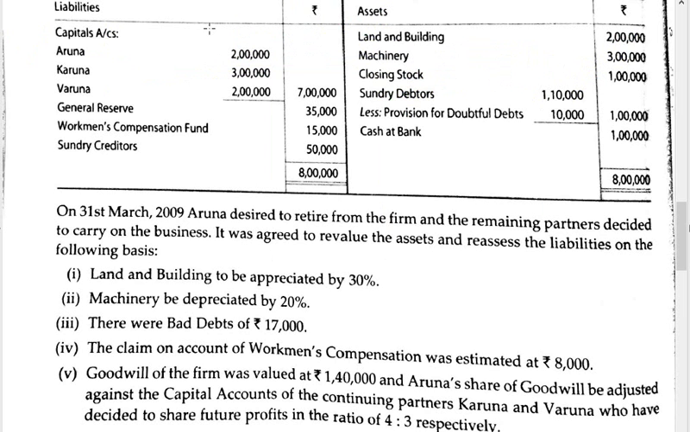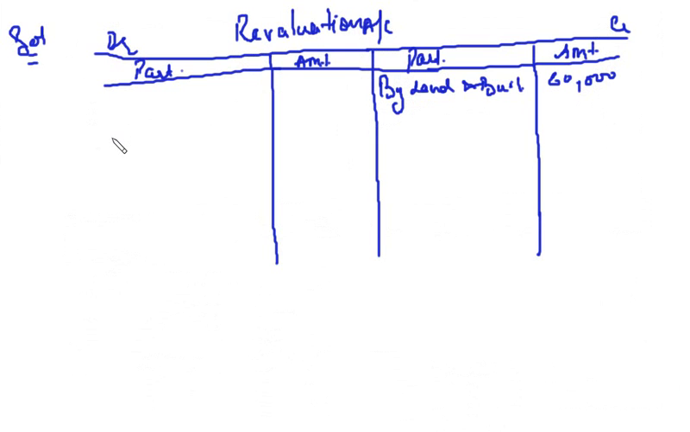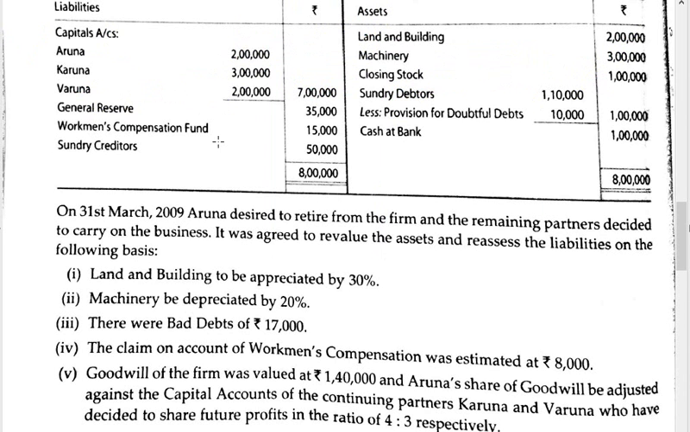Clear? Next, he says machinery be depreciated by 20%. 20% of this 60,000 again. He says machinery to be depreciated. That means the value of an asset is decreasing. So we can say to machinery, how much? 60,000. Okay. So there is an increase of 60,000, then a decrease of 60,000. Balance.